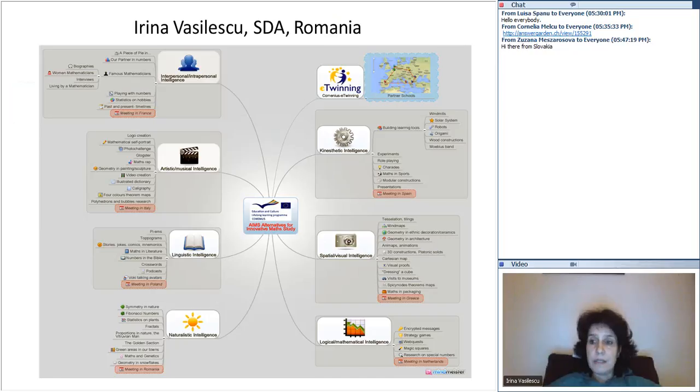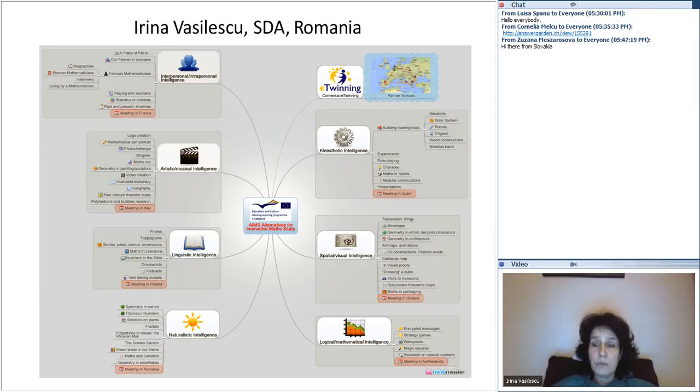My name is Irina Vasilescu. I'm a math teacher from Bucharest, Romania. I'm also a Scientix Deputy Ambassador and an eTwinning ambassador. I've been a winner of the European eTwinning prizes 3 times. And 2 weeks ago, I just finished moderating an eTwinning learning lab about using multiple intelligences in math. Maybe some of you have attended it, or maybe next time.